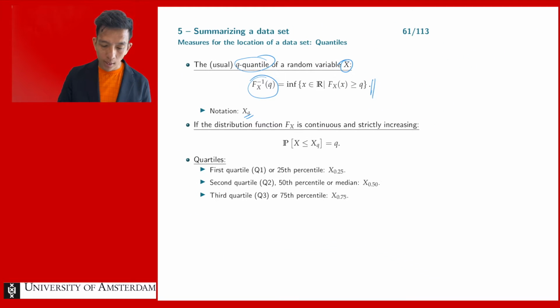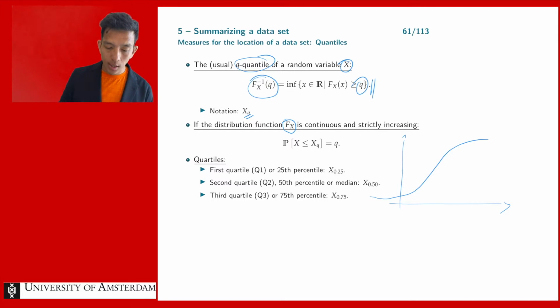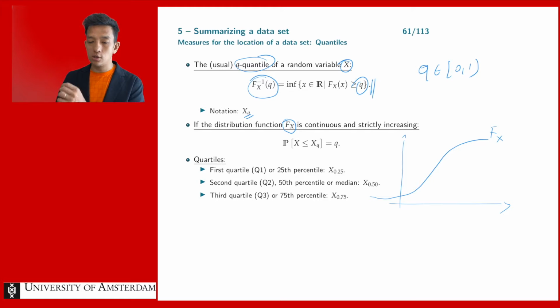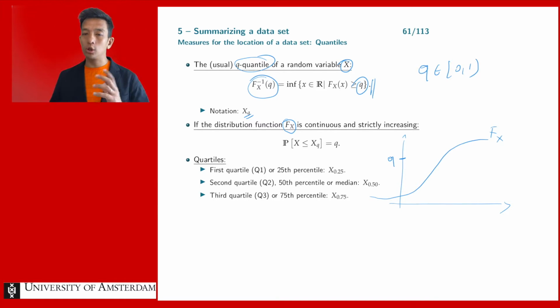Well, if we have a distribution, F_X, for a random variable X, and I assume, to make life easy, that my distribution function is continuous and strictly increasing. It means that my distribution function looks like this. We want to find the Q quantile, and Q is a value between 0 and 1, of course. It's a probability. And if this is my cumulative distribution function, the probabilities are on the y-axis. So assume that this here is Q. Then what is the quantile, the value that corresponds with this Q?